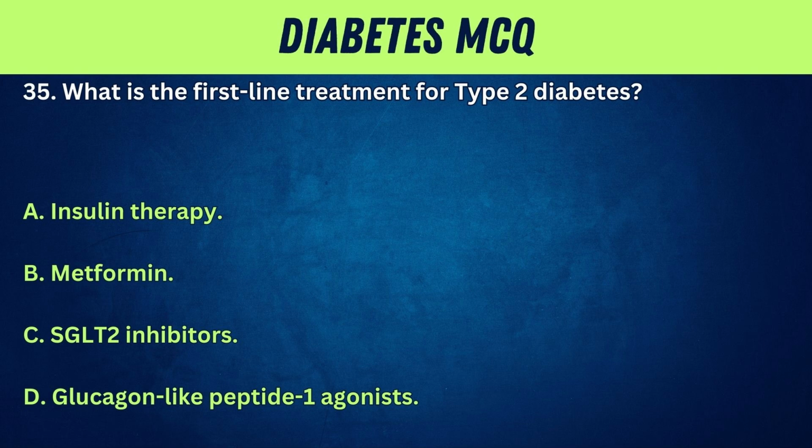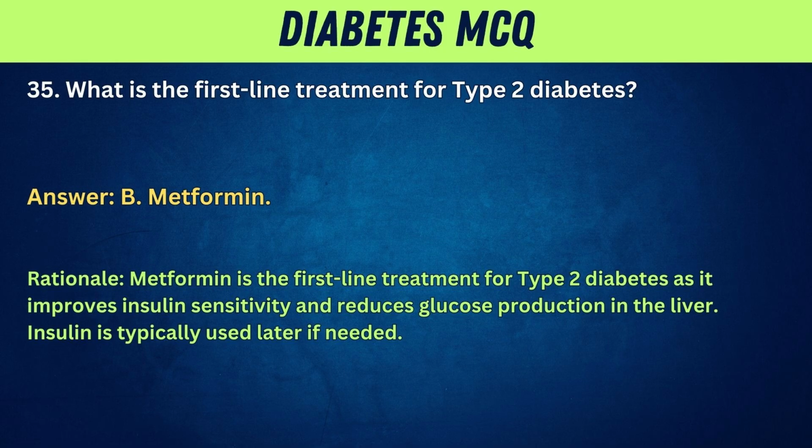35. What is the first-line treatment for type 2 diabetes? A. Insulin therapy. B. Metformin. C. SGLT2 inhibitors. D. Glucagon-like peptide 1 agonists. Answer: B. Metformin. Rationale: metformin is the first-line treatment for type 2 diabetes as it improves insulin sensitivity and reduces glucose production in the liver. Insulin is typically used later, if needed.